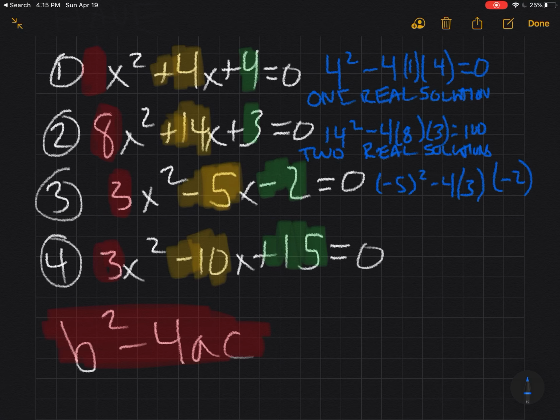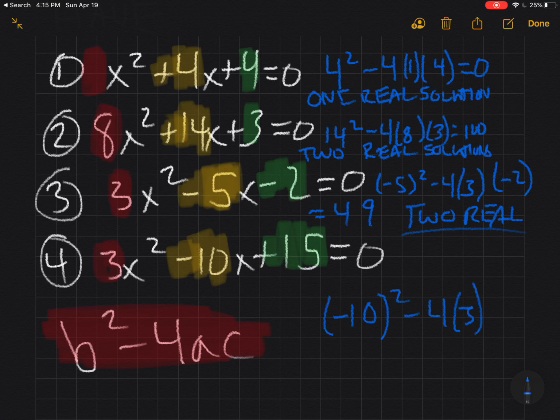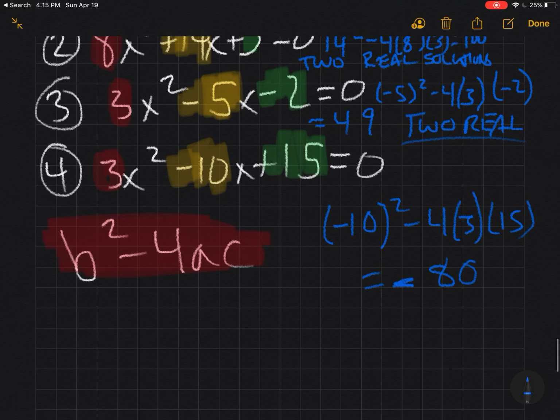For the third one, our discriminant will be negative 5 squared minus 4 times 3 times negative 2. And that would give us 49. So we get 2 real solutions.